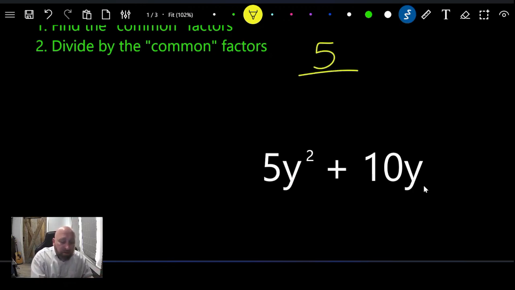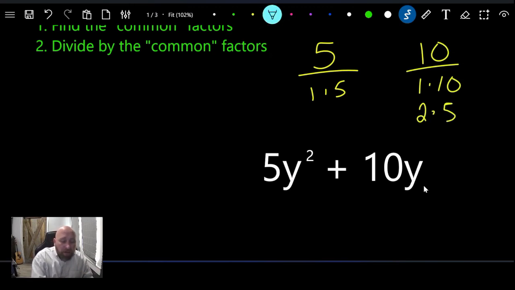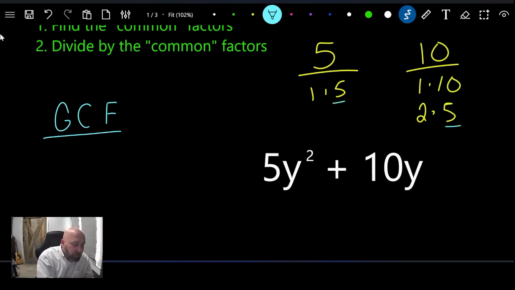5, what are the factors of 5? 1 times 5, and that's it. With 10, the factors are 1 times 10 and 2 times 5. So what I do is I go ahead and I say, oh, look, there's a 5 in both of those. I want the biggest common factor. So biggest is the biggest one. Common is the one that's in both of them. So the biggest one that's in both of them is the 5. So for my factors, I'm going to call it the GCF, and that stands for greatest common factor. So the number 5 is our GCF.